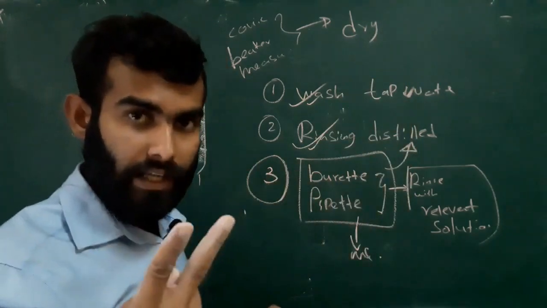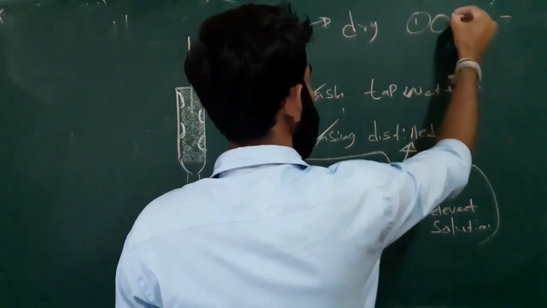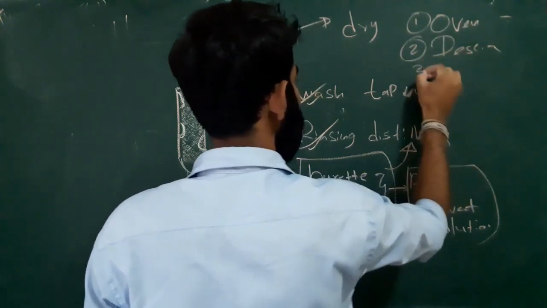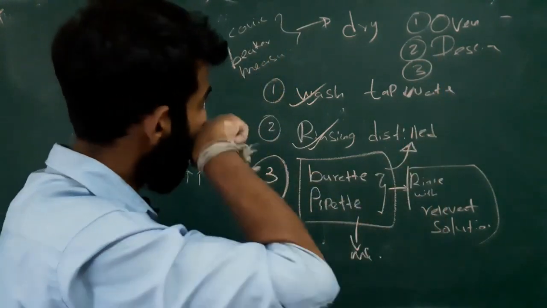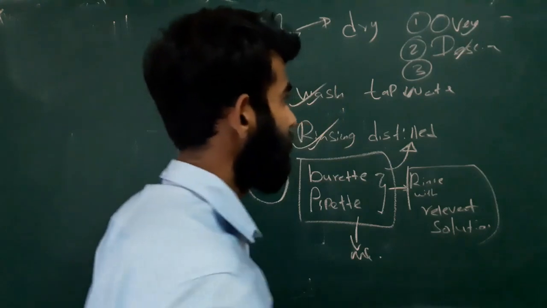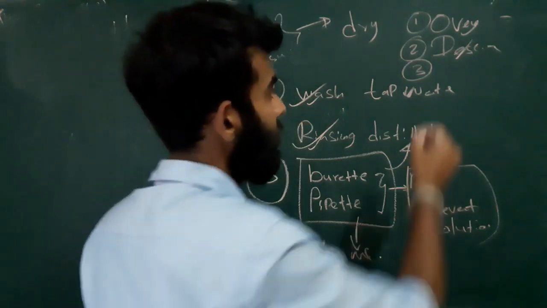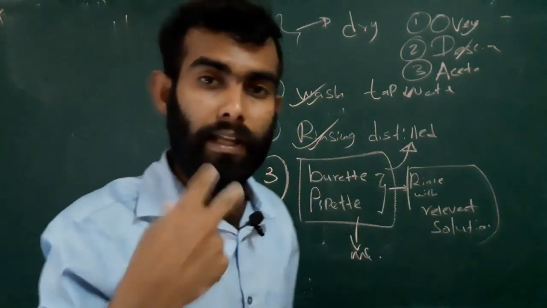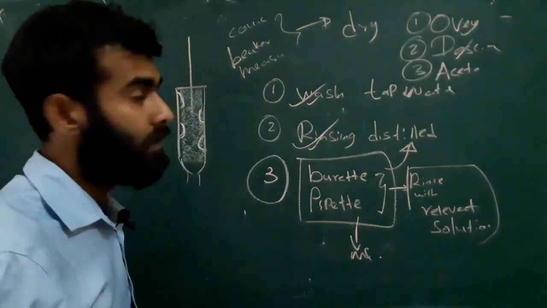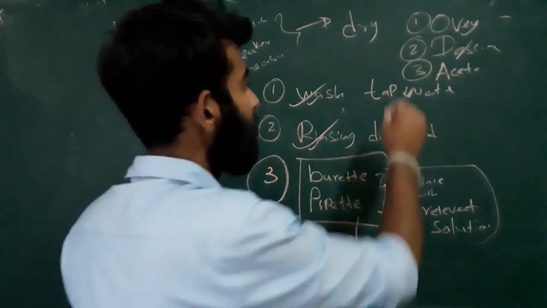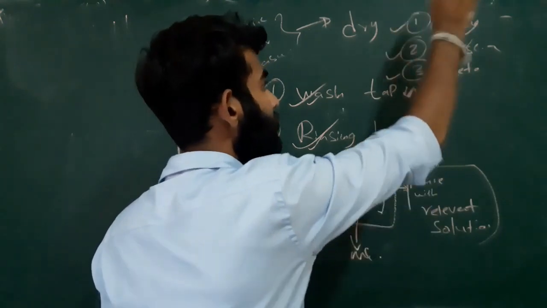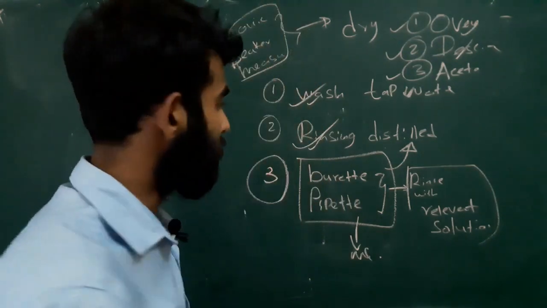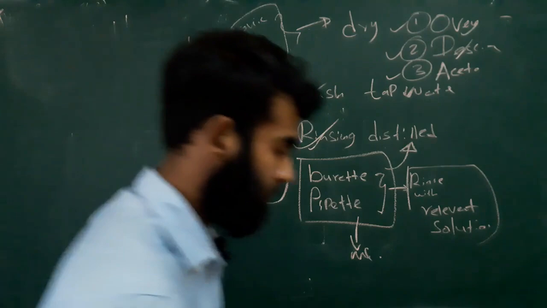There are two methods of drying. First one is the oven drying method. Second one, we can desiccate. And third one, actually three methods: oven drying, desiccation, or we can use acetone. We will add a small amount of acetone, and acetone will evaporate very quickly with water particles. So we will add acetone, or we can desiccate, or we can use the oven drying method to dry. After drying, we can use these particular glasswares. So these are the important things you have to remember.